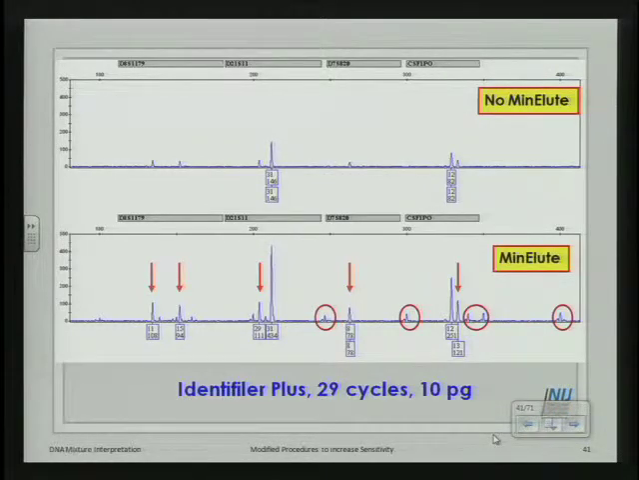This is another slide from Becky. You're starting to see pull-up here from the size standard that you would not see normally under your normal injection. So again, this is raising your threshold too. So it may be a moot point in that you wouldn't count those or you wouldn't consider those because they would be below your analytical threshold. So there may not be much of a gain there.